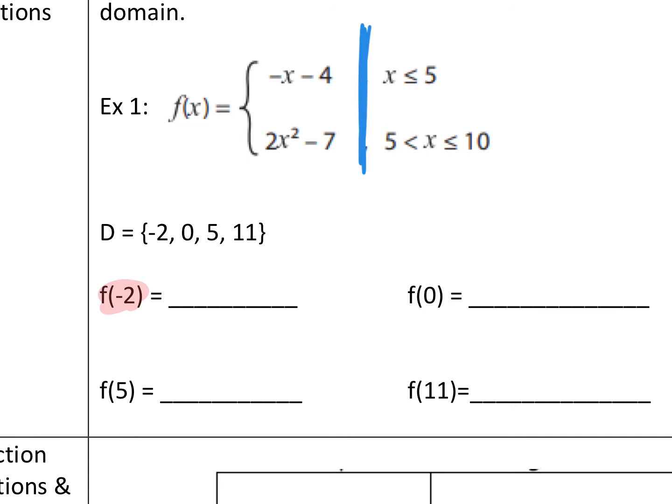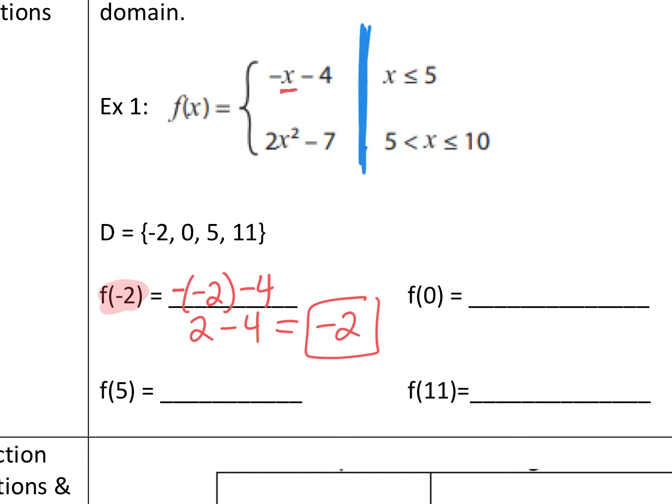So I take my negative 2 and put it in for x. So negative, parenthesis, negative 2, minus 4, and then simplify that. What is the negative of negative 2? Positive 2, and then subtract 4 from that. Negative 2. Yep, that's my answer. That's it.